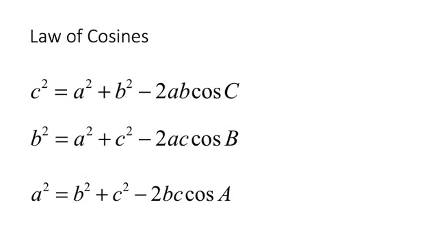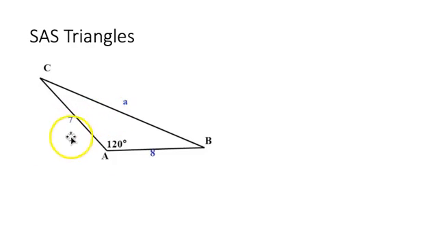We're going to start with the SAS triangle. What that means is side, angle, side. I have two sides and the angle between them. If you have two sides and the angle between them, the law of sines will not work. You have to use the law of cosines. Now you'll notice the angle that I'm working with here is 120 degrees. So I'm going to need the formula that has cosine A, which means I'm going to have to start the law of cosines with little a.